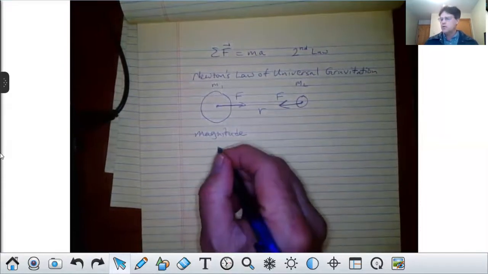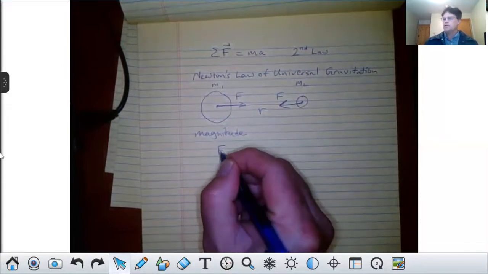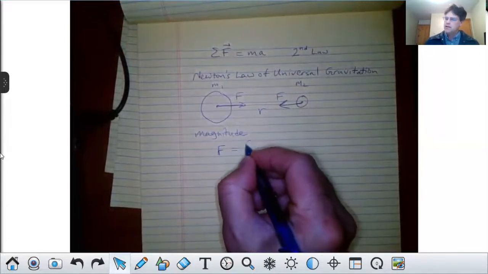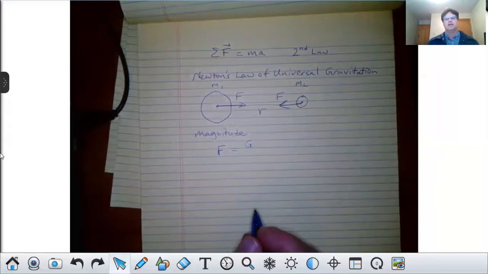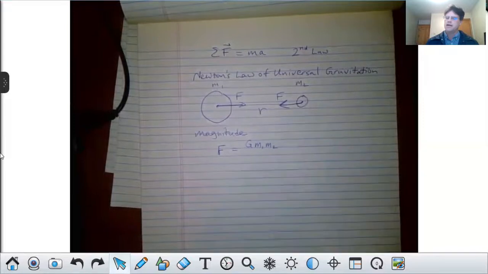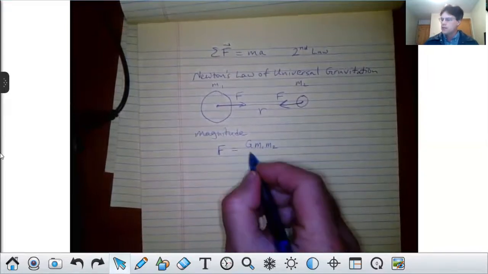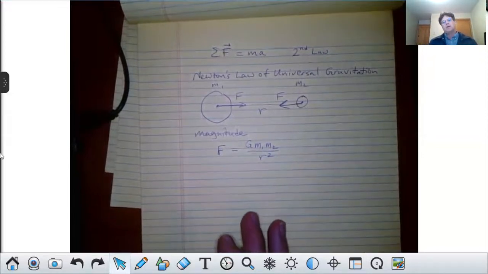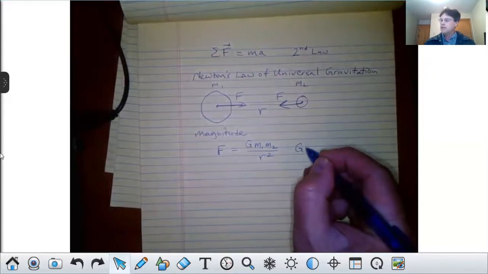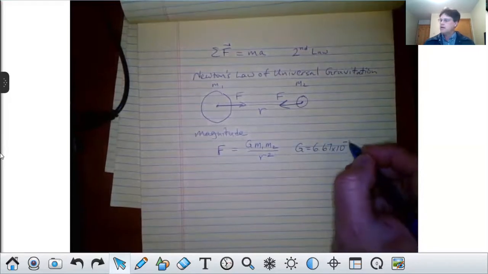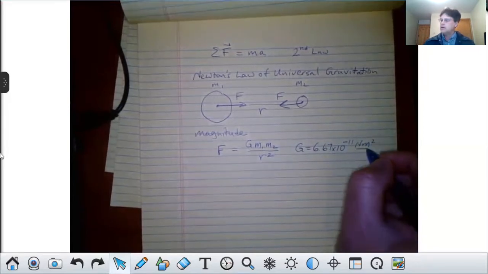So let's write down the force law. The force between any two masses, M1 and M2, is given by this. There's a proportionality constant. I'll write that here in a second. But the force is proportional to the product of the two masses, right? M1 times M2, and inversely proportional to the square of the distance between those masses. Now, the proportionality constant, I'm going to write out the value, is 6.67 times 10 to the negative 11 newton meters squared per kilogram squared.